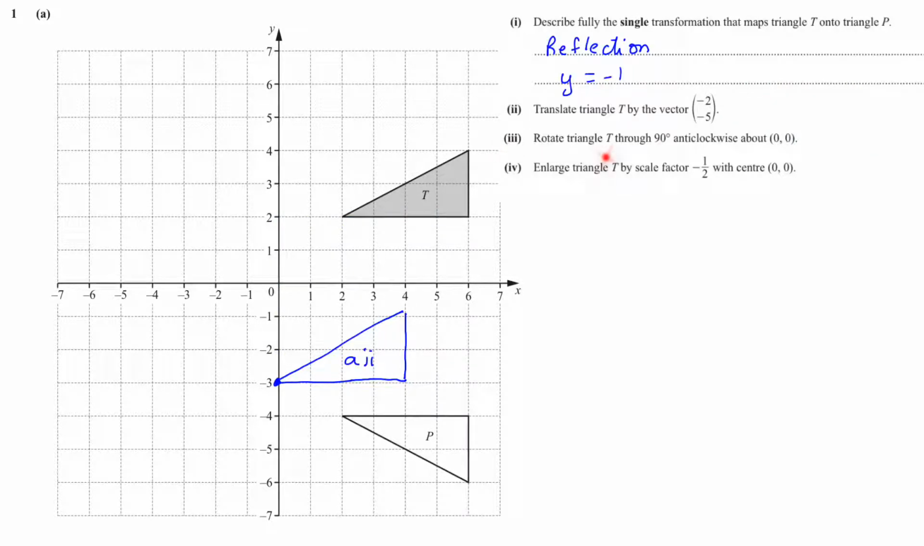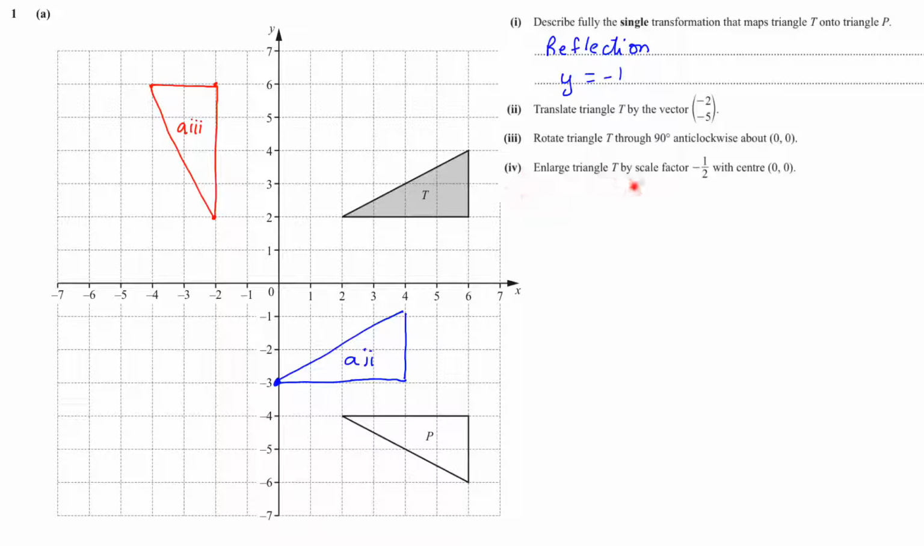A3, rotate triangle T 90 degrees anti-clockwise about 0, 0. Use a tracing paper. That is the easiest way to solve this question. And when you do that, this will be your triangle after rotation 90 degrees anti-clockwise about the center 0, 0.